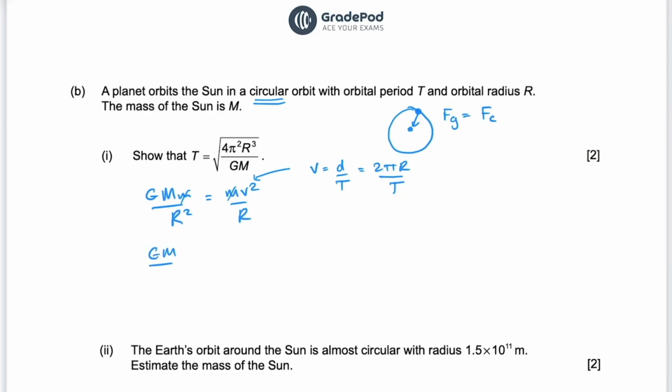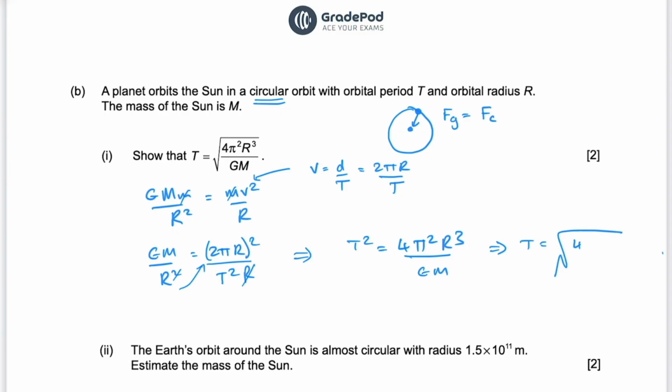So we've got GM over r squared equals (2 pi r) all squared, over T squared r. Let's cancel one of those r's. And let's rearrange for T. So T squared equals 4 pi squared r cubed, because we're taking that extra r up to there, divided by GM, which means that T is equal to the square root of 4 pi squared r cubed over GM. This comes up again and again. I highly recommend you become comfortable with that derivation.